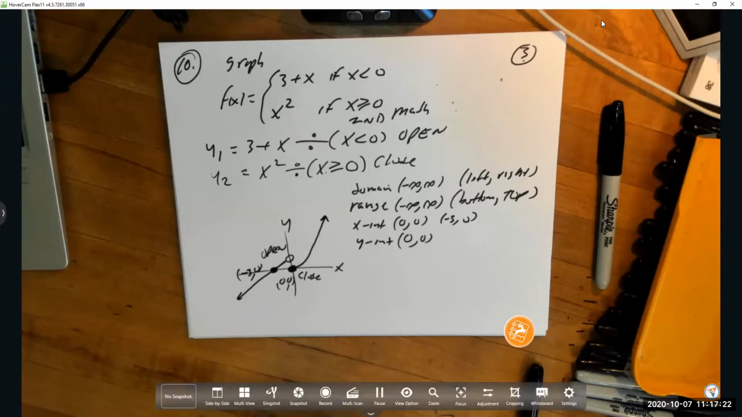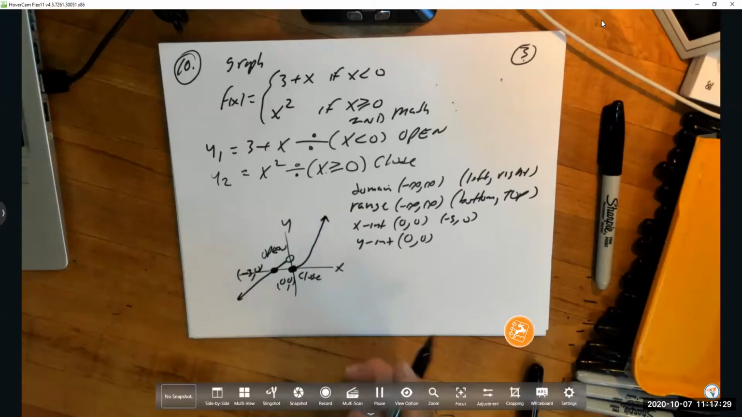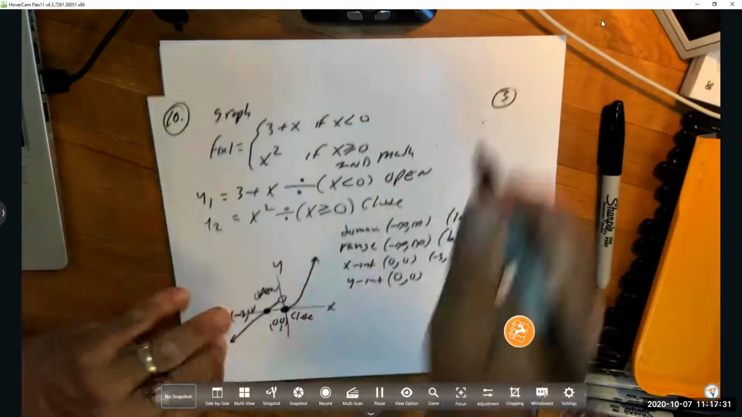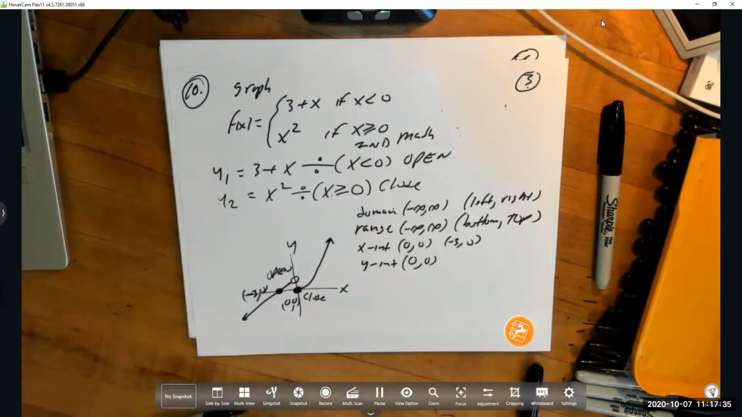So yeah, that's number 10. We're done with number 10. But you gotta put this in the calculator. Okay. All right, I'm gonna go to page 4. Number 11, we did that one already. I'm not gonna do that one again. I'm gonna go to number 12.